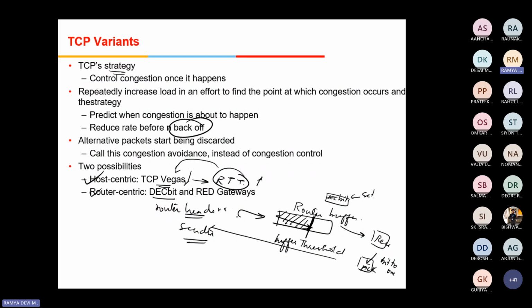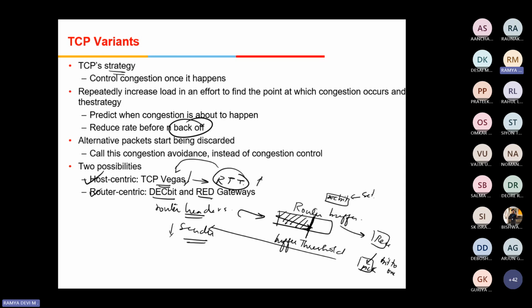So when it passes through the router, and the router's buffer threshold value is reached, this bit will be set in the incoming packet. The receiver will copy that bit in the acknowledgement, then it will be transmitted to the sender. Meanwhile, the sender will be reducing the sending rate.